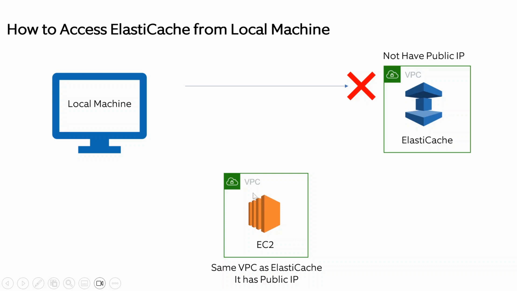Let us suppose we want to list all the keys from this Elasticsearch Redis cluster. From our local machine we will ask this of the EC2. Then the EC2 will ask this of the Elasticsearch, and once it gets the response from Elasticsearch, it will return the same response to our local machine. This concept is basically known as reverse tunneling.